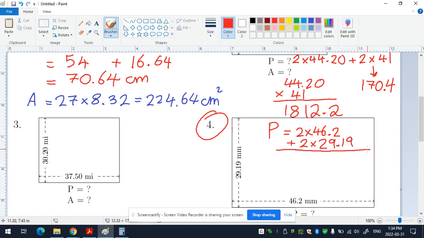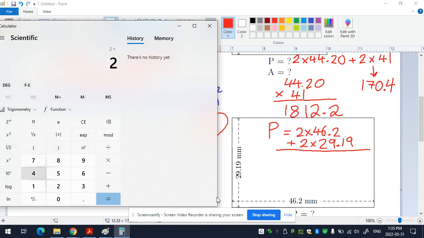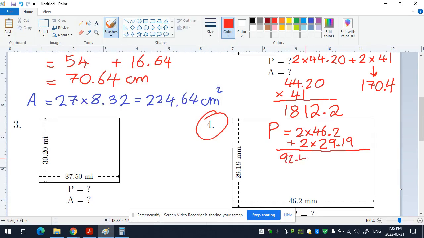How much is that? I don't know. Lots of decimals here. I need a machine. So 2, clear, clear, clear. 2 times 46.2 plus 2 times 29.19. You know what? Let me actually show it to you step by step. 2 times 46.2 is 90. Oh, come on. 2 times 46.2 is 92.4. So 92.4 plus, I know this one. I can figure this one out. 2 times 29.19 is 58.38.